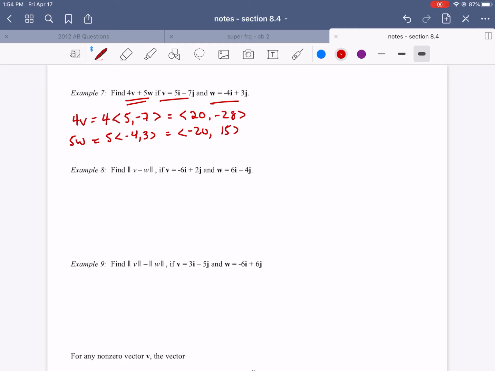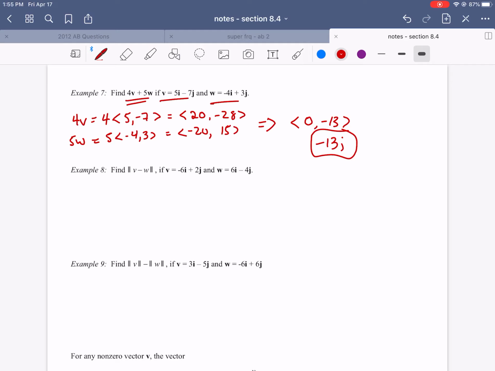And then the problem tells me to add these two things together. So if I were to add these together, then my first component or my x component would end up being 0, 20 plus negative 20, and my second component would be negative 28 plus 15, which will be negative 13. And writing that in ij notation, I'm going to have 0i, which I don't really need to write down, minus 13j. And that's how you're going to want to answer on your online homework. Make sure that you're reading the directions.